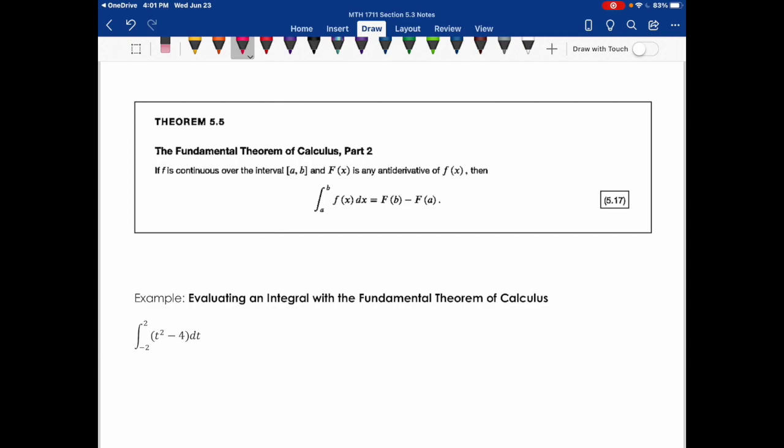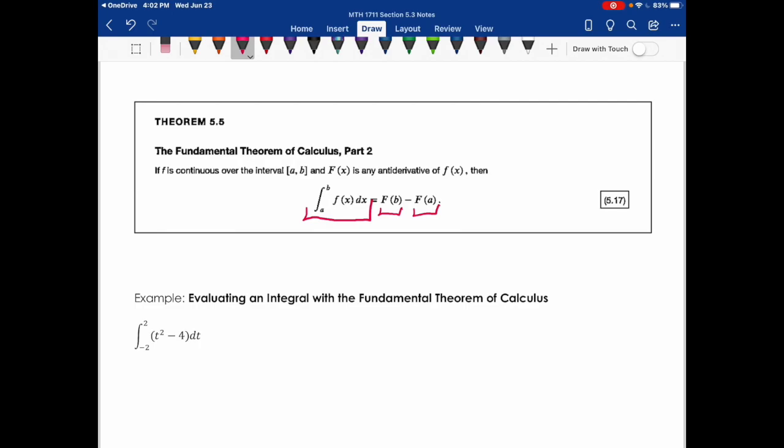So in the second part of the fundamental theorem of calculus, what this basically says is if we want to evaluate an integral from a to b, where our lower limit is a and our upper limit is b, and we're using a function f of x, then f of x has to be continuous over the interval from a to b for this to work. And then what happens is we find the antiderivative for that function, we evaluate it at the upper limit, we evaluate it at the lower limit, and then we find the difference.